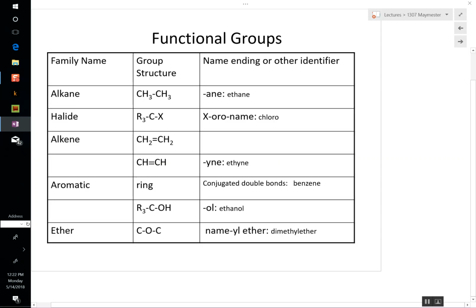Okay, here's where I want us to fill in some blanks. So I'll hand this out. This is two-sided. So turn it over to where you see, at the top, alkane. All right?